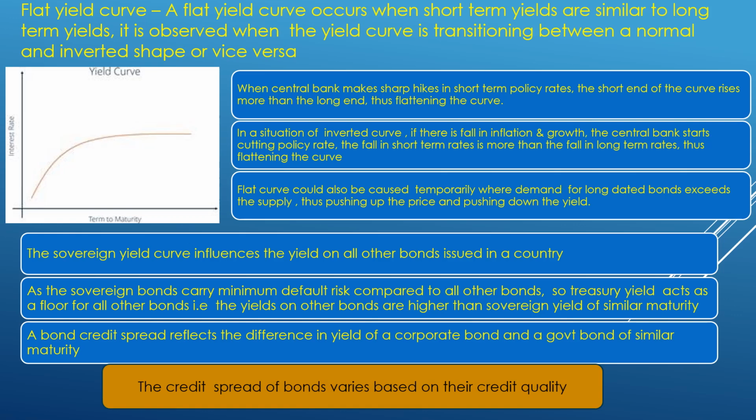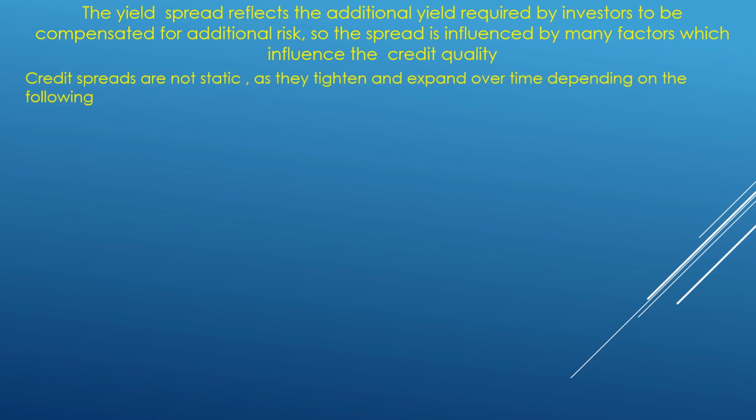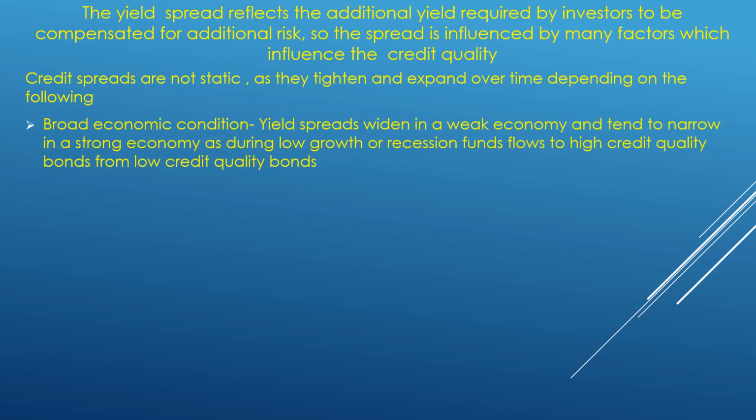Now, the credit spread of a bond varies based on its credit quality. The yield spread reflects the additional yield required by investors to be compensated for additional risk. So the spread is influenced by many factors which influence the credit quality. Credit spreads are not static, as they tighten and expand over time depending on the following. Broad economic conditions. Yield spreads widen in a weak economy and tend to narrow in a strong economy, as during low growth or recession, funds flow to high credit quality bonds from low credit quality bonds.